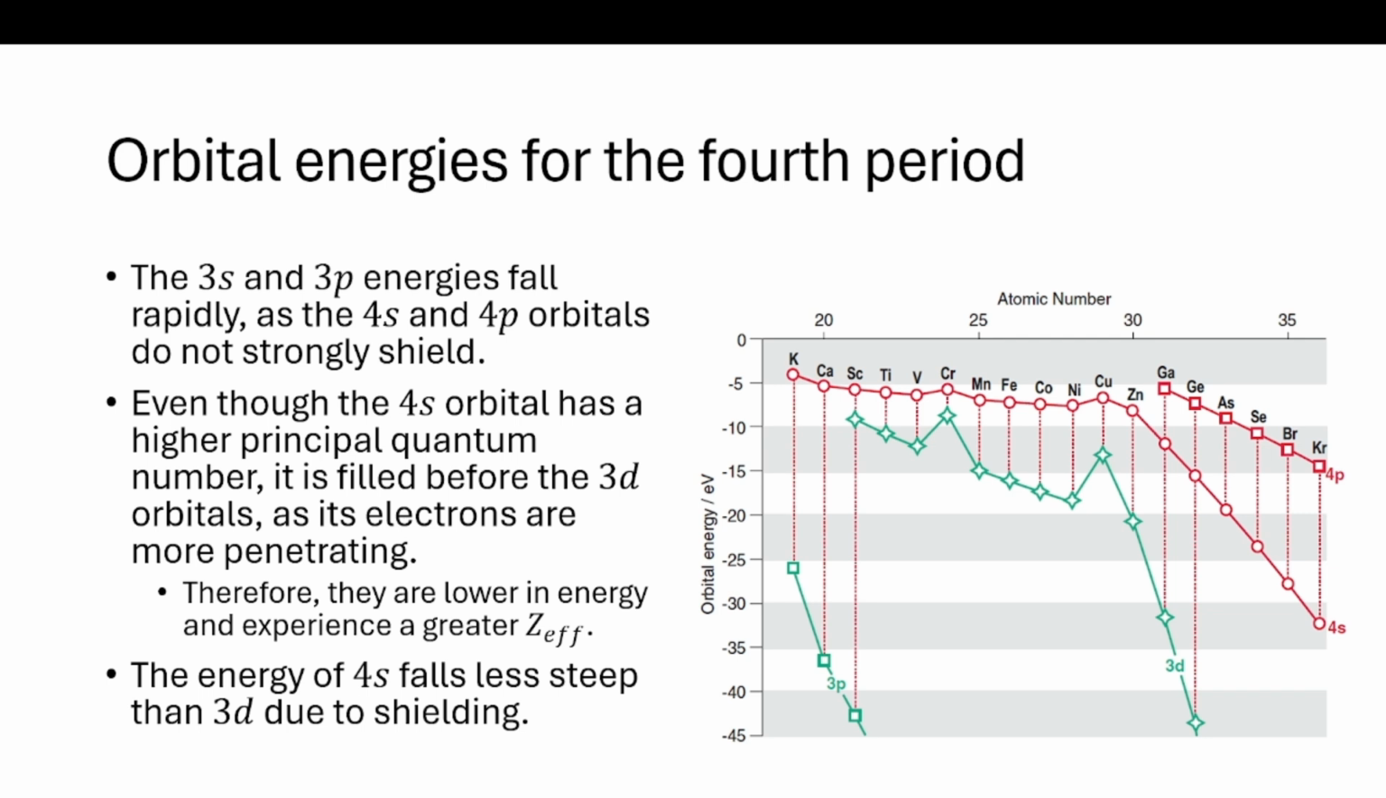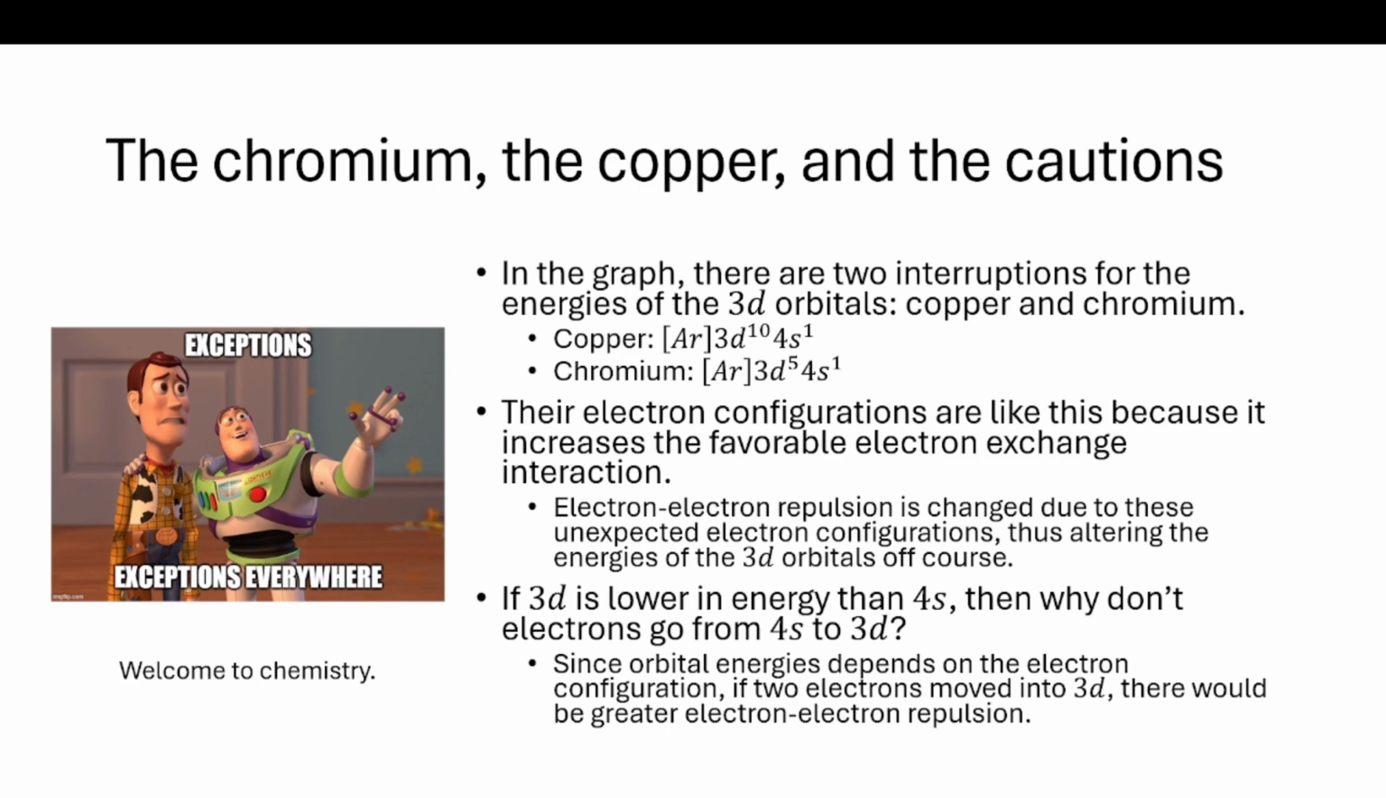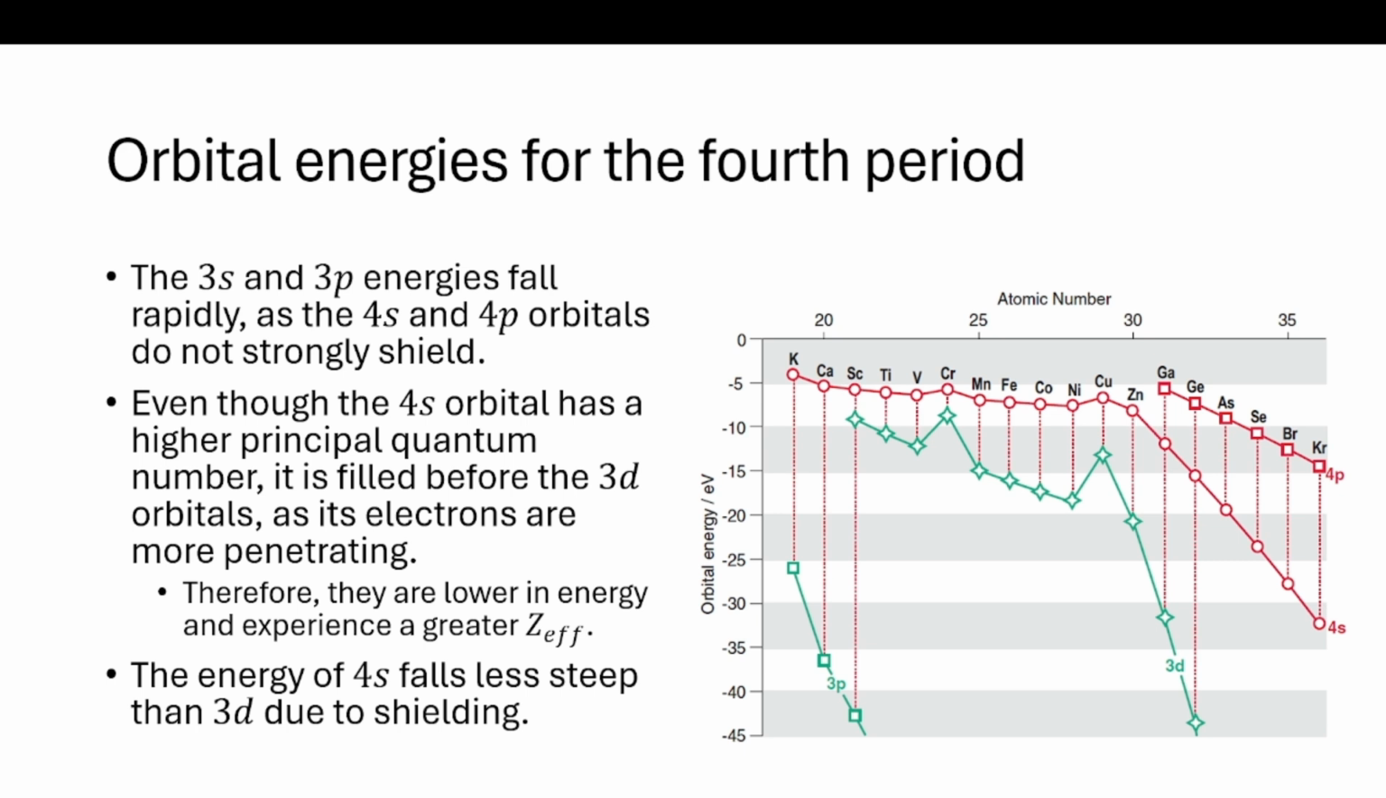Going on to the slopes, or how steeply these energies fall down, we can see that the energy of 4s doesn't fall as steep as compared to 3d, and that's due to shielding. Now, here are two main exceptions that I want you to focus on: chromium and copper. And to understand what it looks like, we have to look at the 3d energies. We can see that there are essentially two peaks that correspond to chromium and copper while looking at the energies of the 3d orbital.